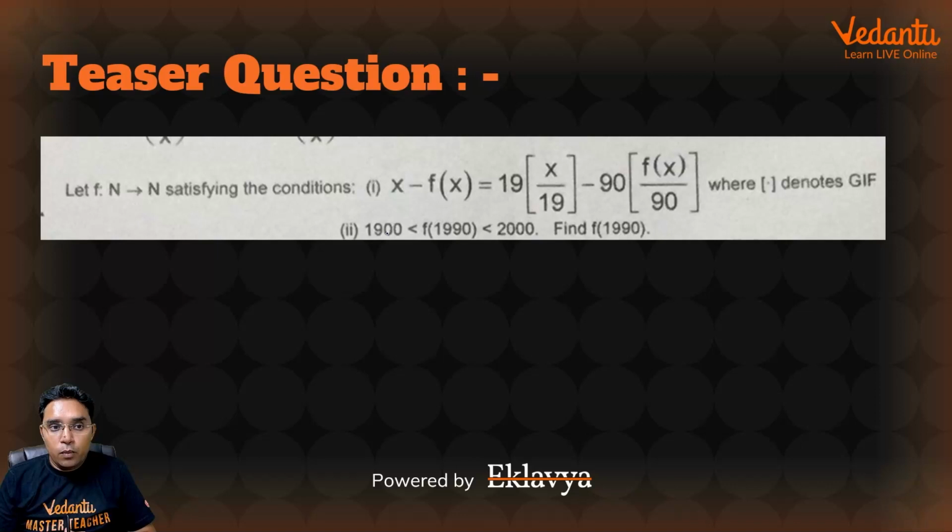Now coming to teaser question today here is that we are given a function f from N to N satisfying this condition that x minus f(x) is equal to 19 times greatest integer function of x upon 19 minus 90 times greatest integer function of f(x) upon 90, and also f of 1990 is between 1900 and 2000, strict inequality both sides. You have to find what is the value of f of 1990.